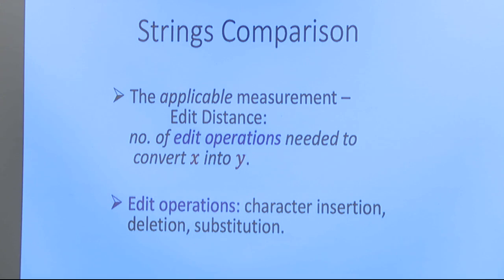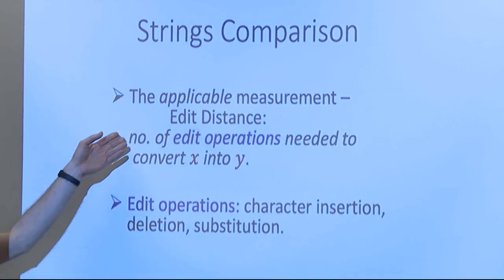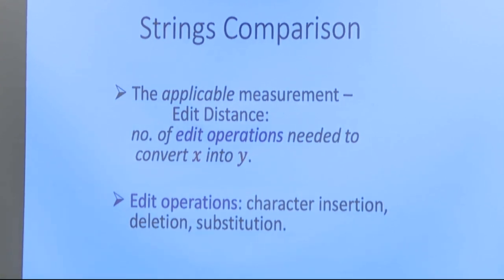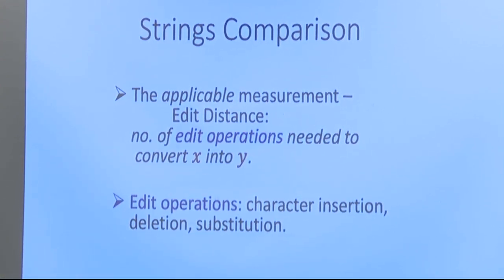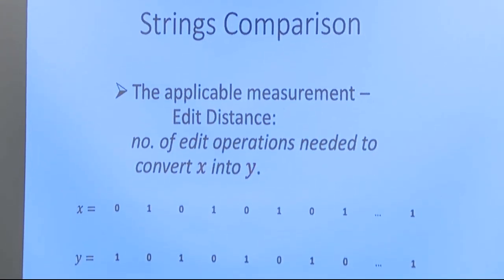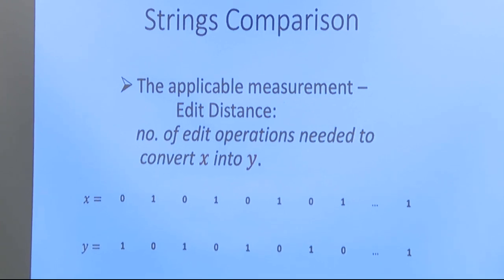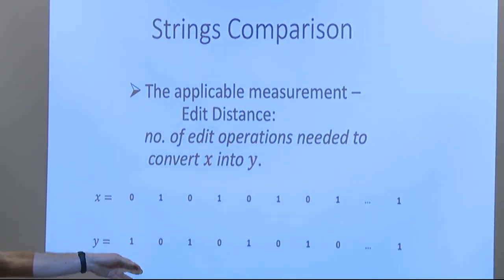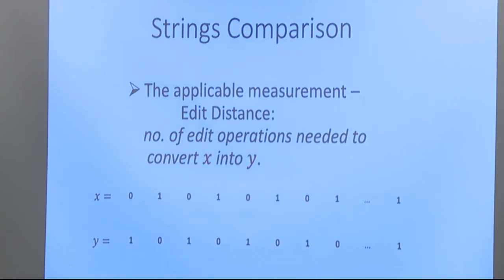So let's talk about the edit measure. We count how many edit operations are needed in order to convert one string into another. And in this measurement, these strings are very, very similar. We can do 2 edit operations in order to convert x into y.